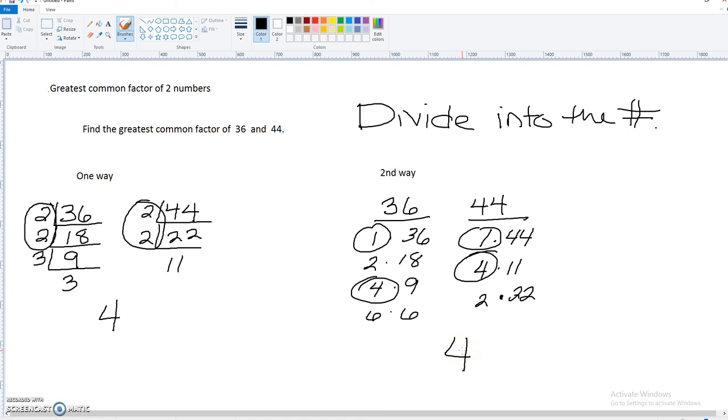So either method will work. It's completely up to you. The first way that I showed you is a guaranteed way. This way you don't miss anything. The second way, you could miss it just by not remembering all the different sets of multiples for each number. But either method is effective.